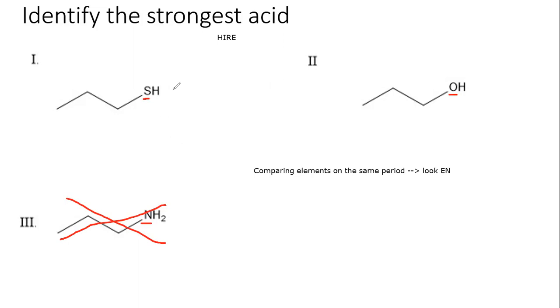Now we've got to look between OH and SH. So O and S are in the same group. So when comparing elements in the same group, we look at polarizability. So the more polarizable, the easier it is for that proton to pop off. And so remember, as you go down a group, the more electrons you have, the more polarizability you have. So in this example, the thiol, which is what this is, would be a stronger acid than the OH, because S is more polarizable than O.